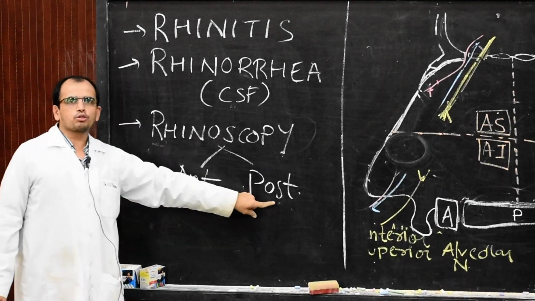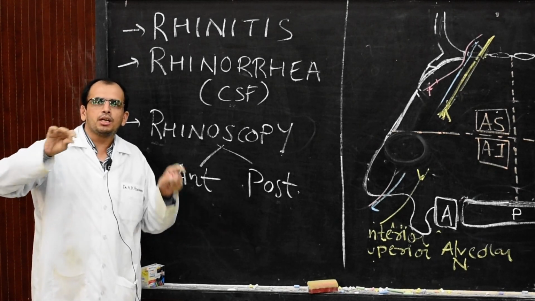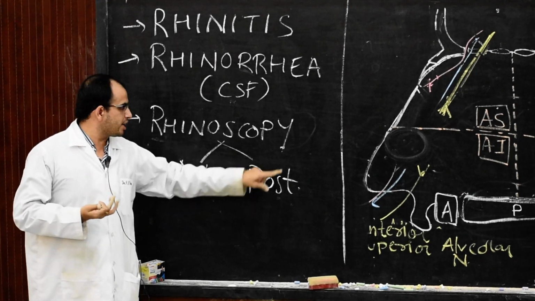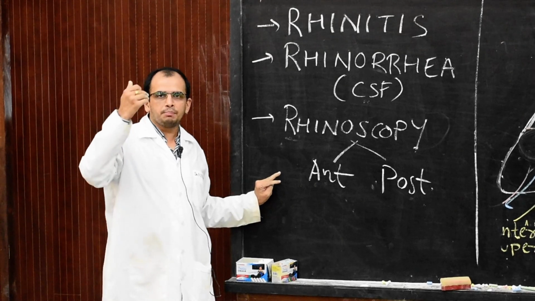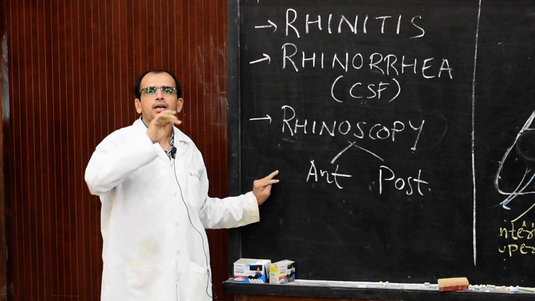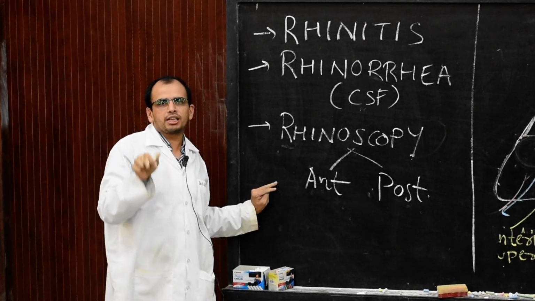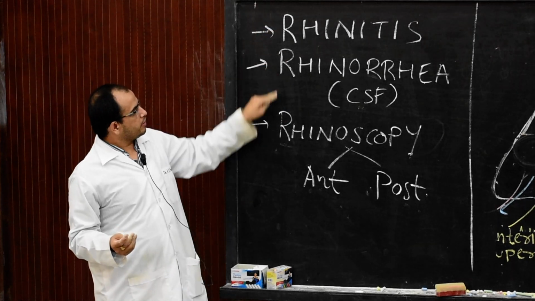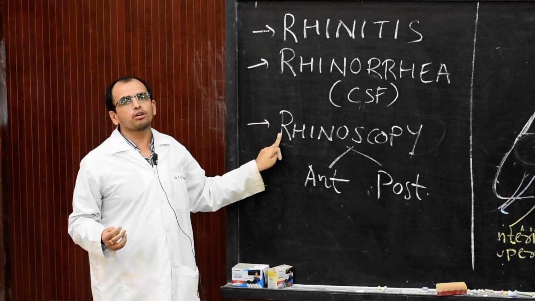In the posterior rhinoscopy, we will be able to see all the three conchae, all the three meatuses, the openings of the auditory tube, and the posterior part of the soft palate very clearly. Whereas in case of the anterior one, we will be mainly able to see the middle and the inferior nasal concha, the floor of the nasal cavity, and also the superior, middle and the inferior meatuses of the nose. So those are the remaining applied aspects, that is rhinitis, rhinorrhea and rhinoscopy.